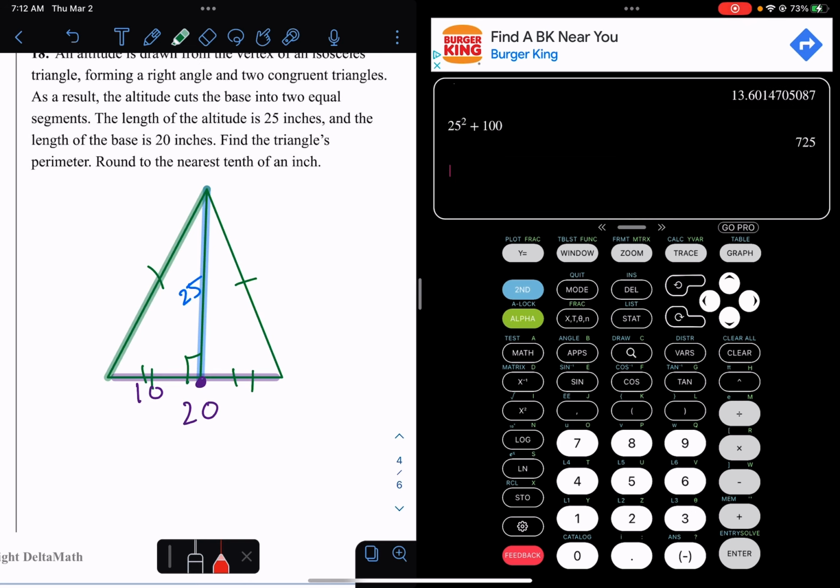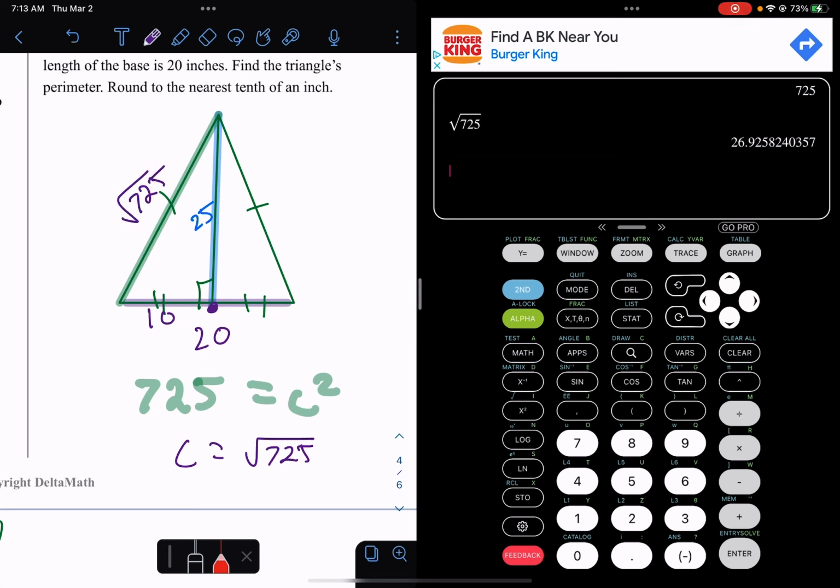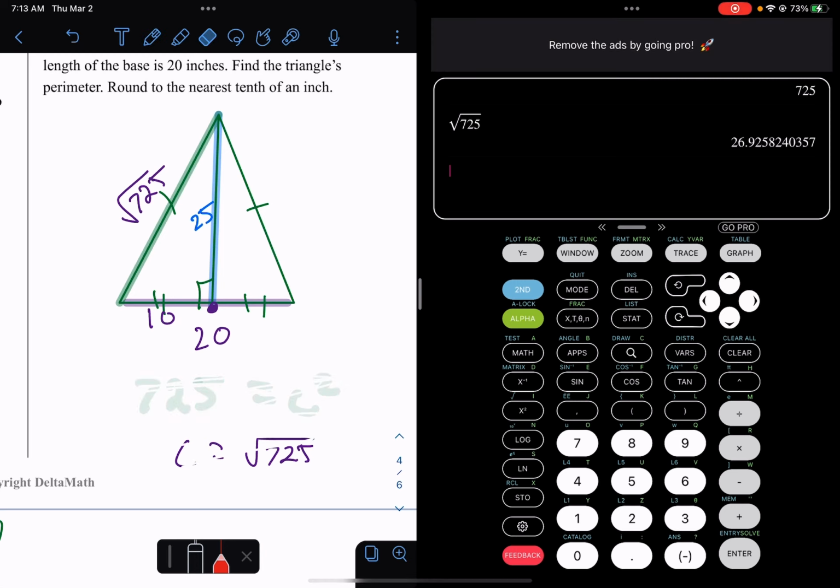And we get 725. That's going to give me my hypotenuse squared. And we take the square root of 725. And again, they just want us to round. So that is going to be 26, or actually, I lied to you. We're not going to round until the very end. I'm sorry. So C is going to be equal to the square root of 725. So we're not done yet. Let's just put that in as root 725. You could simplify this, but we don't have to because we're looking for a decimal answer anyway.